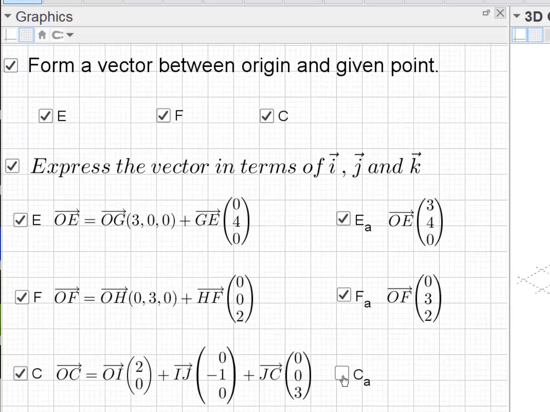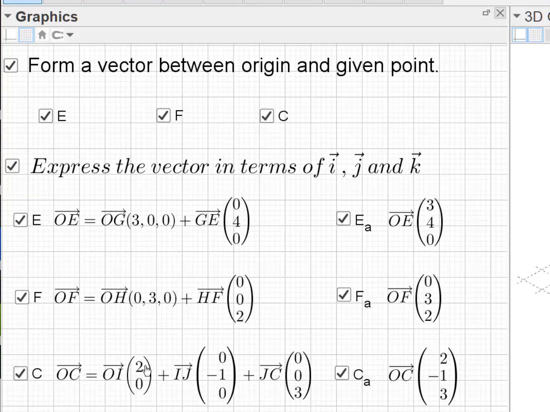So as a result, 2 on the abscissa for OI, 0 and 0 for IJ and JC, so the abscissa of OC is 2. The ordinate: 0 for OI, minus 1 for IJ, 0 for JC, so their sum is minus 1. And for the Z component, notice I didn't write 0 for the Z elevation here because OI is in the XY plane, but nevertheless it's 0. So 0 plus 0 for IJ and 3 for JC, then the result will be 3. Now OC would be (2, minus 1, 3).